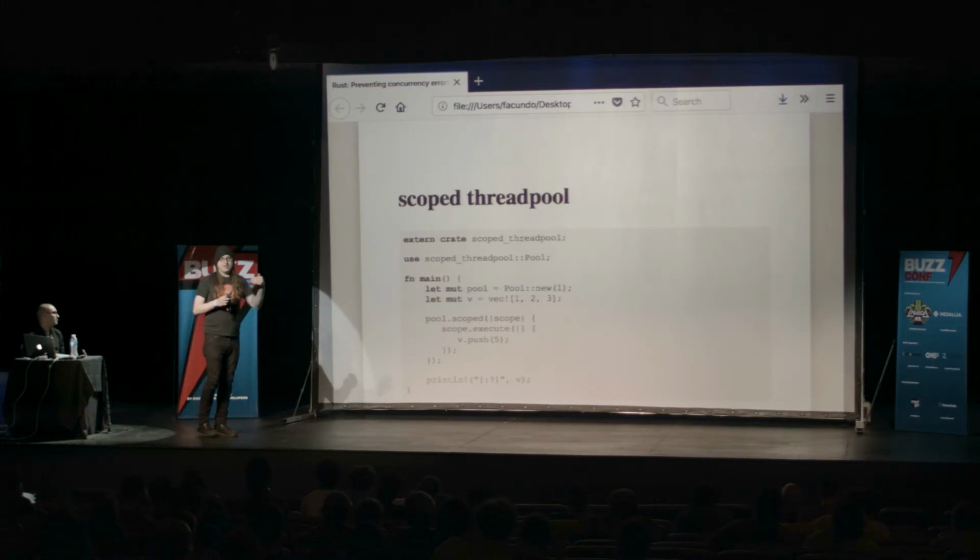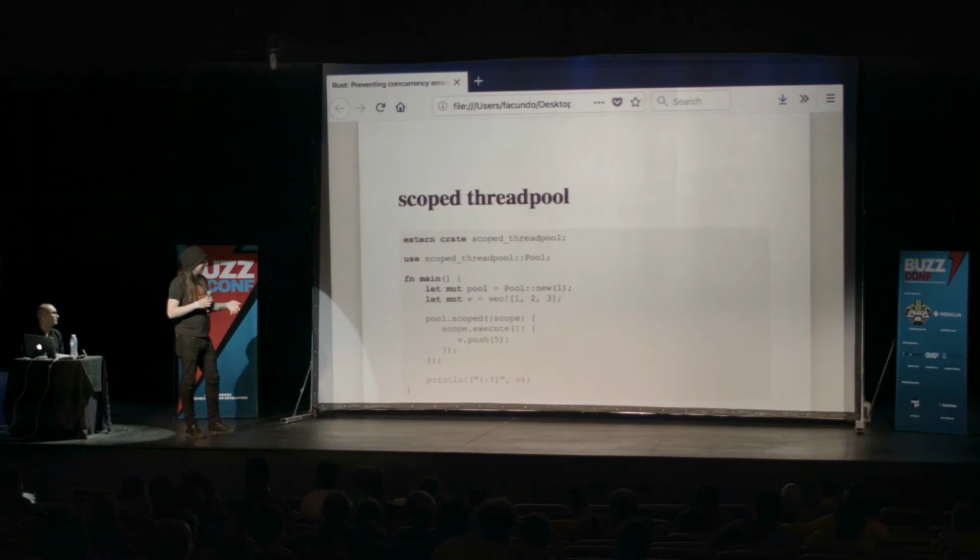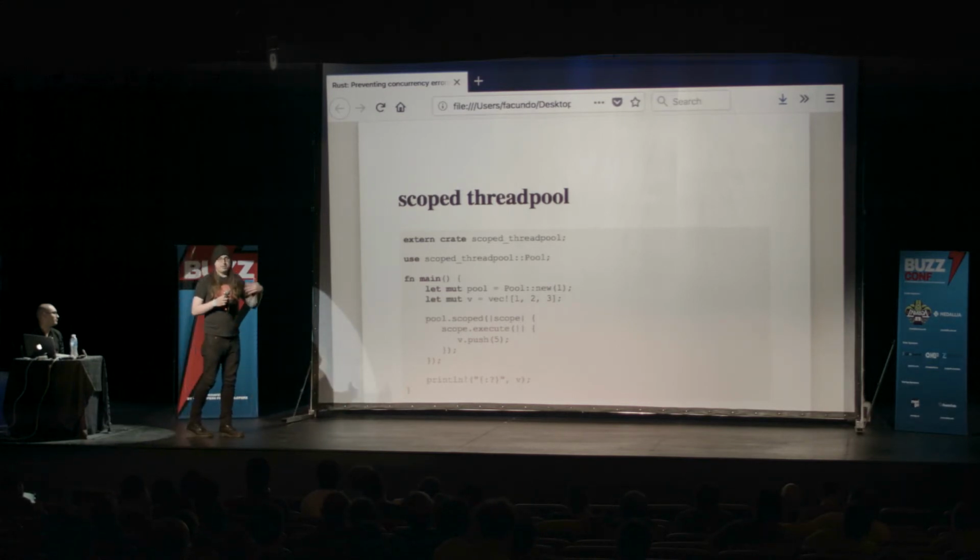And that's the thing that says, okay, all the threads must be joined by the time this scope thing moves out of scope. And then it has an execute method similar to spawn that would spin up the thread. So on the scope, we say we want to execute this thread, we push onto the 5, and that's the only thing that happens in the scope block. So it finishes, and everything's good, and the compiler will be happy.